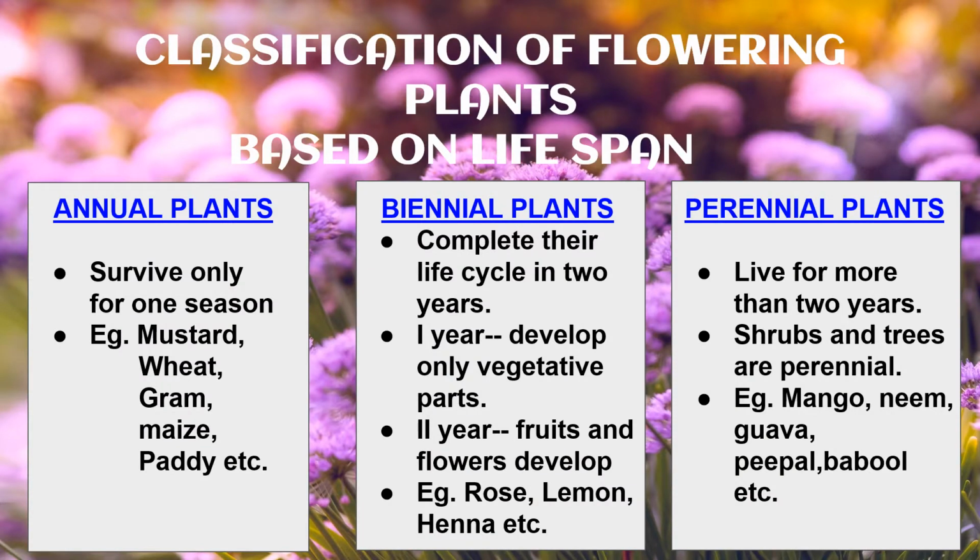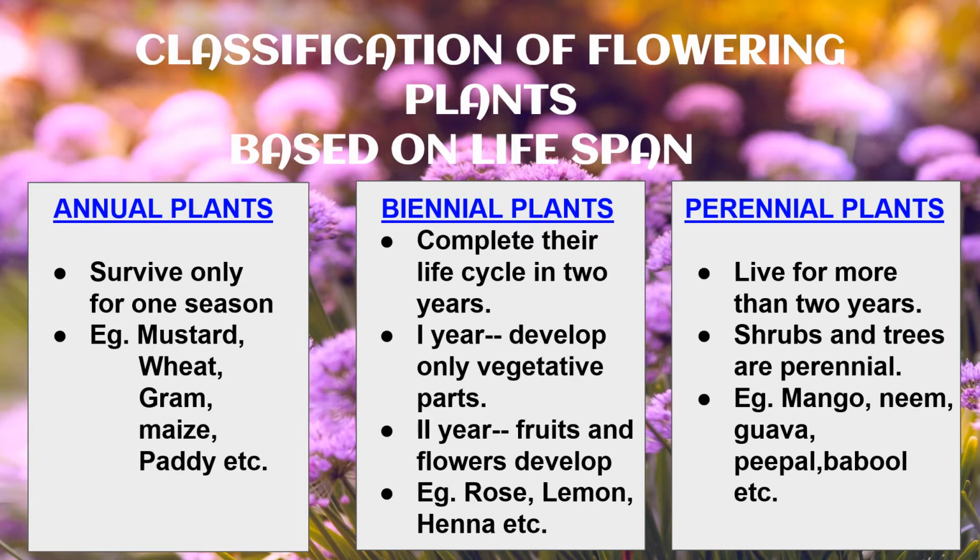Classification of flowering plants based on their lifespan are annual plants, biennial plants, and perennial plants. Annual plants survive only for one season. Almost all the herbs are annual plants. Mustard, wheat, gram, maize, paddy, and seasonal flowering plants like balsam, sweet pea, dahlia, and petunia are some of the examples of annual plants. Biennial plants complete their life cycle in 2 years.